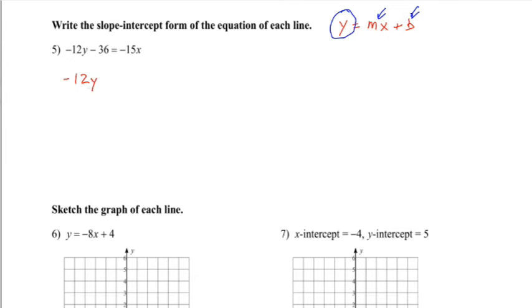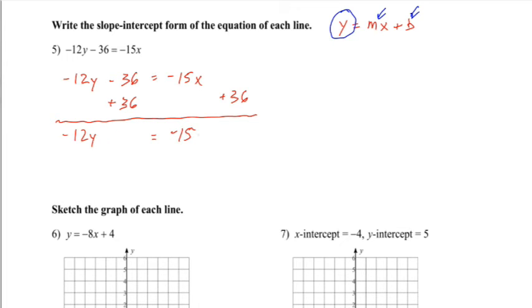Minus 12y, I'm just going to rewrite this, minus 36 is equal to minus 15x. So to get y by itself, I'm going to add 36 to both sides. I'm going to get minus 12y is equal to minus 15x plus 36. I still need to get y by itself, so I'm going to divide both sides by minus 12. And that means I have to divide everything on this side by minus 12.